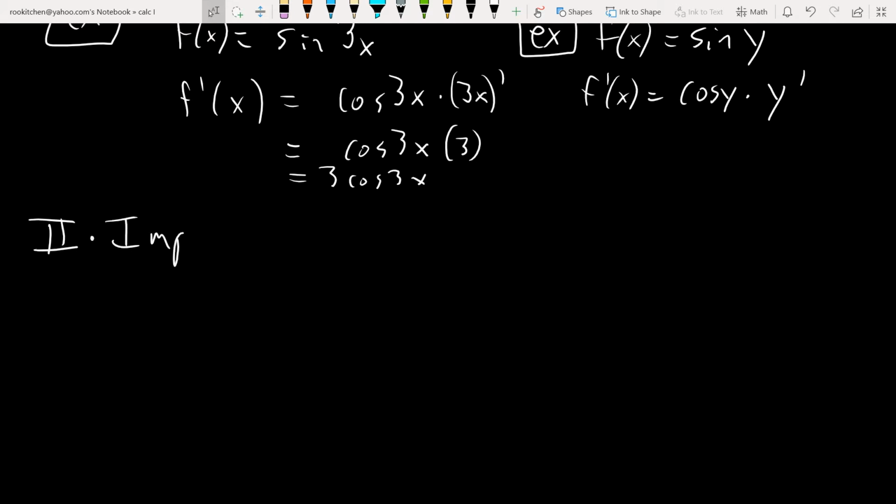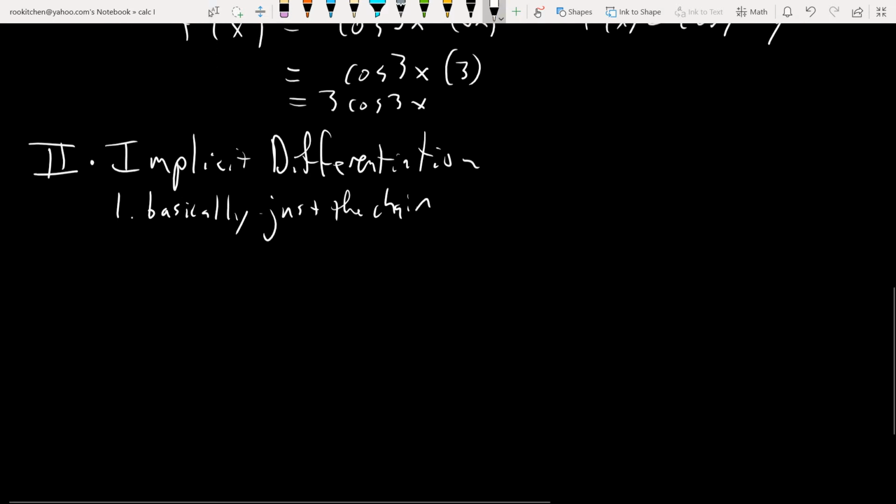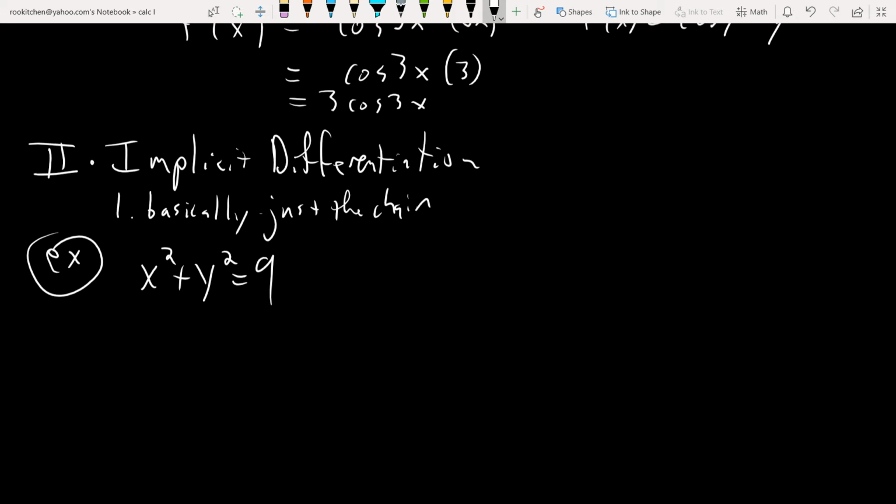Okay, so this is now doing the implicit differentiation. Basically, it's just the chain rule, except you don't know what the heck this y thing is, so you're just kind of tacking on a y prime is kind of how you'll end up thinking of it. Okay, so for example, let's take a look at x squared plus y squared equals 9. So this is the equation of a circle. We can solve it explicitly and then look at the derivatives and then compare and contrast. And in one of the exercises, I think maybe they'll have us do that.